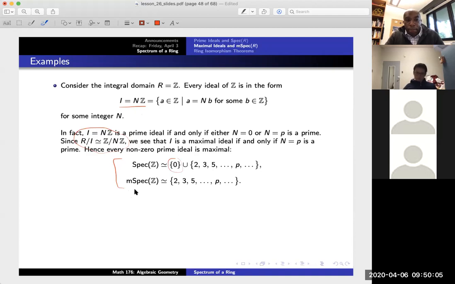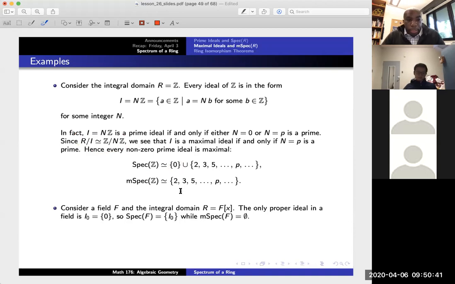You'll also notice that M spec is a subset of spec because every maximal ideal is a prime ideal, but there is a prime ideal that is not a maximal ideal, namely 0. All right, so these should be the things to take away here on this slide in terms of maximal ideals versus prime ideals. Every maximal ideal is prime, but not every prime is maximal. We'll come back and talk about that more as well.